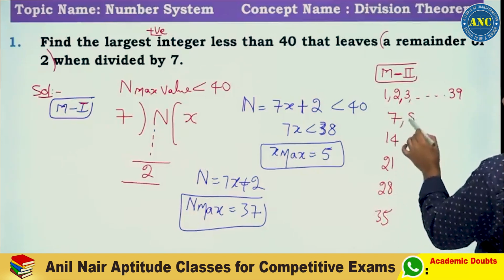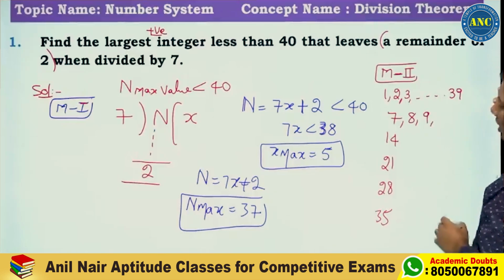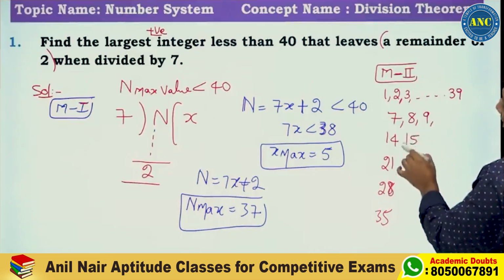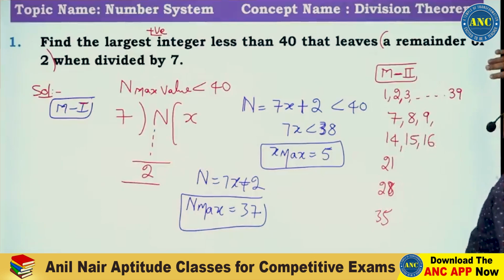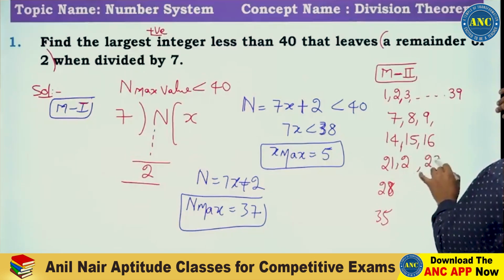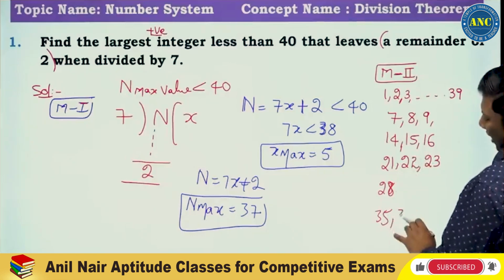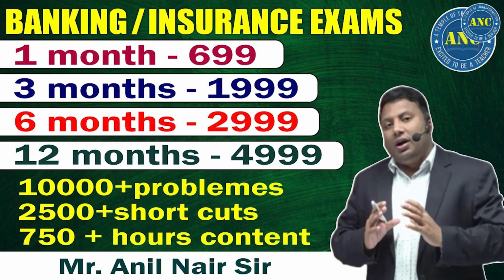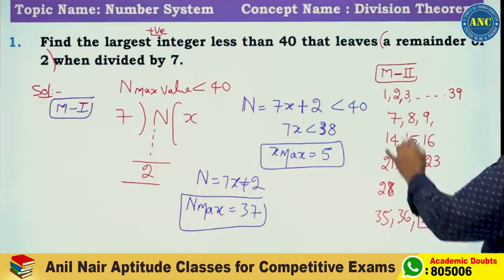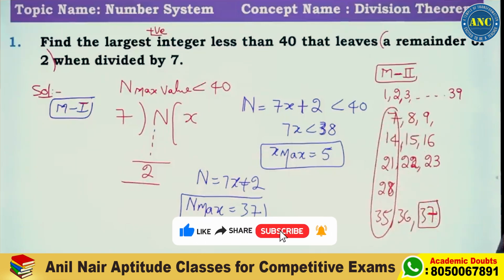If I add 1 to 35, I will get remainder 1. If I add 2 to it, I will get remainder 2. Are you all with me? So the answer is 37. Take all the multiples of 7. Then if I add 1, it is 36. If I add 2, it is 37.